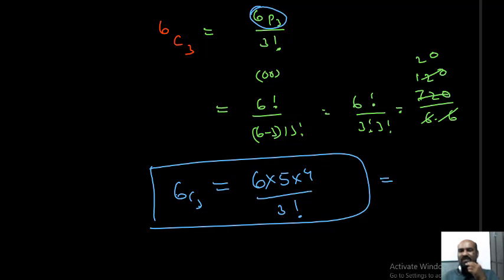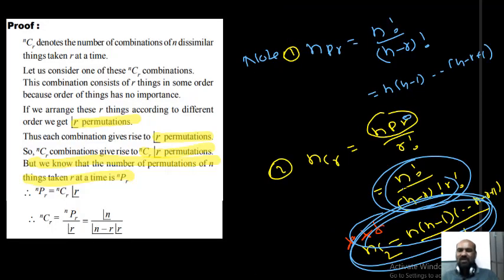3 factorial means what, Nana? 6. This gets cancelled. 20, directly 20. This is the best way to find the value. What is the meaning of that? We can use this formula or this formula, but we need to use the last formula to find the values.